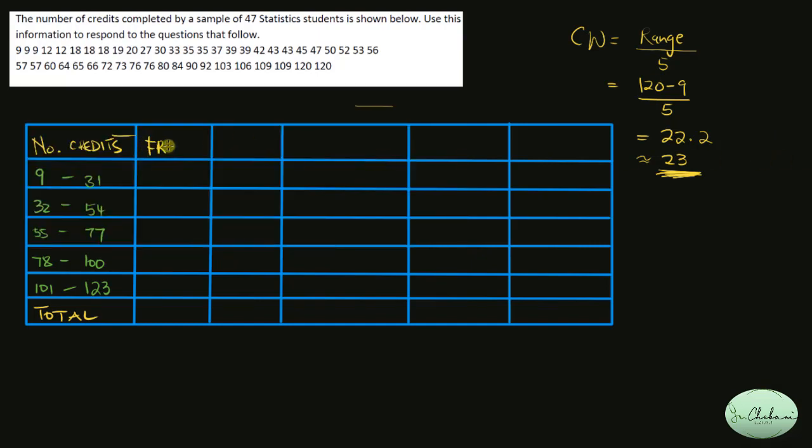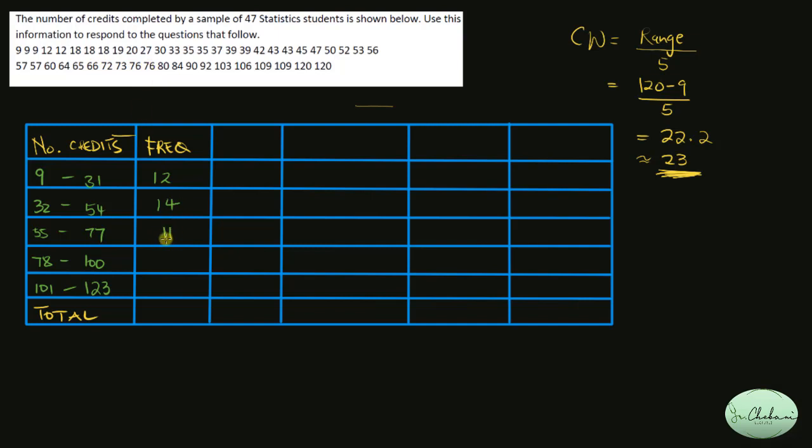So, frequency. I want to use tally marks because the numbers are already rank ordered, so it's easy to count. From 9 to 31, we have 1, 2, 3, 4, 5, 6, 7, 8, 9, 10, 11, 12. So the frequency for the first class is 12. Then from 32 to 54, we have 1, 2, 3, 4, 5, 6, 7, 8, 9, 10, 11, 12, 13, 14. So that's 14. From 55 to 77, we have 1, 2, 3, 4, 5, 6, 7, 8, 9, 10, 11. So 11.